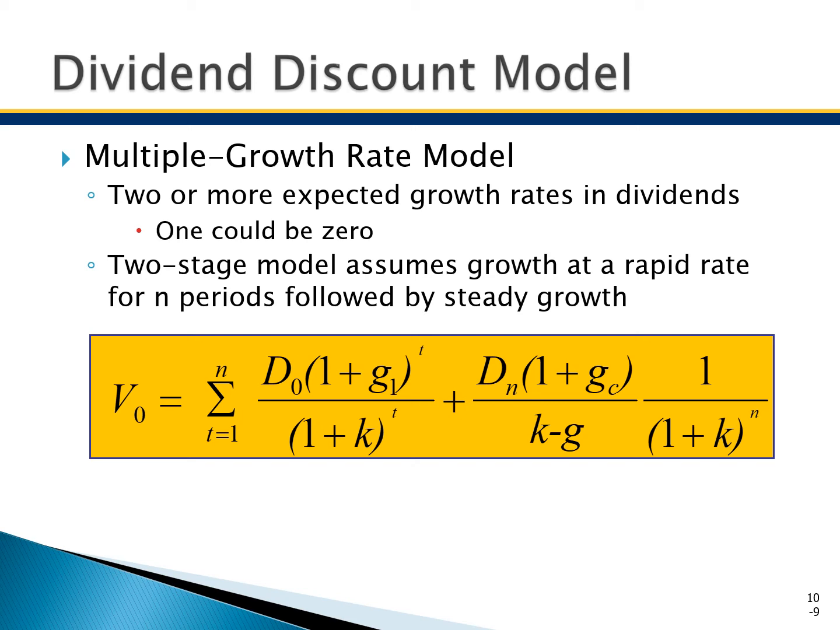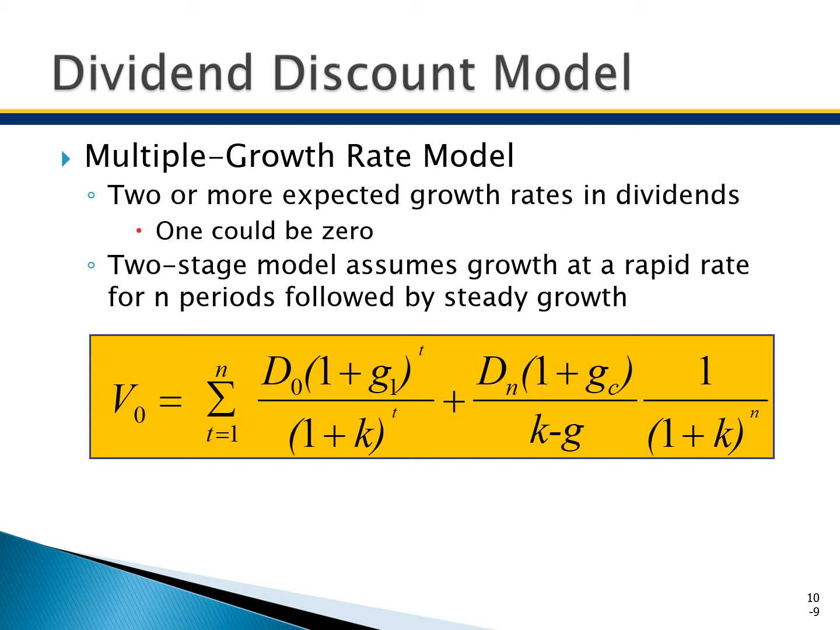So the constant growth model, which we have discussed in the previous slide, would not be appropriate for determining the value of that kind of stock. So in order to determine the value of the stock of those companies which have different kinds of growth rates in different time periods, we can use the multiple growth rate model, in which we have two or more expected growth rates in dividends.